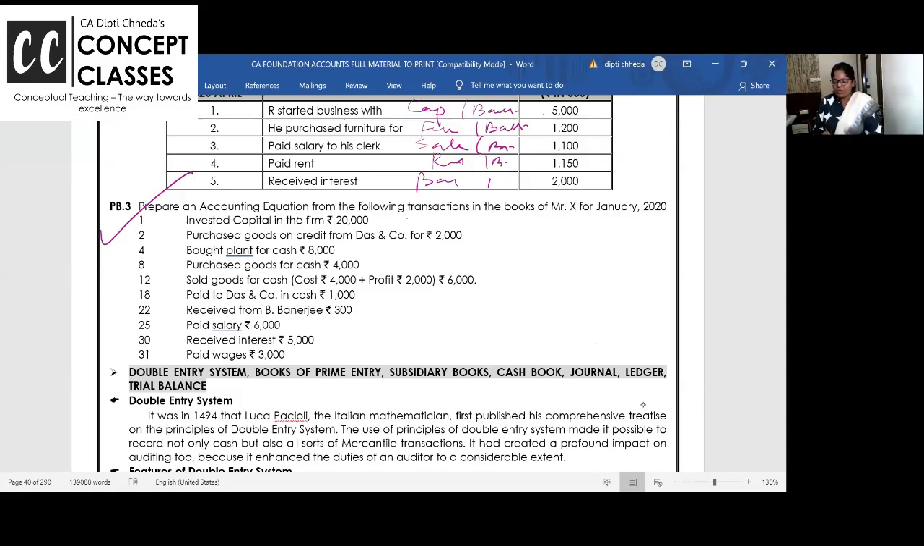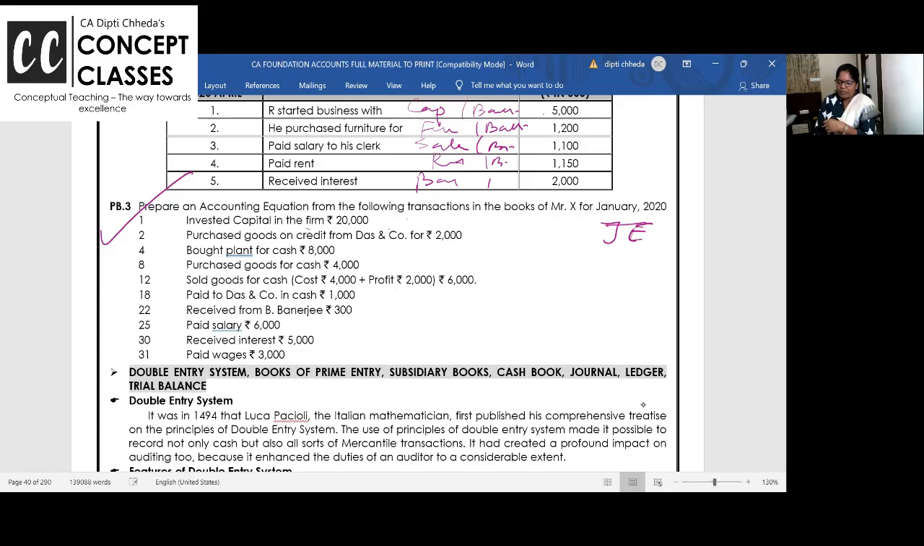But I want all of you to write journal entries as homework. Click the picture and send me in group. If you are not sending the answers in the group, you are not allowed to attend the next class. Next class is same chapter, advanced journal entries, compound journal entries I will teach you. So I am just giving you accounting equation. You have to write the journal entries for this.